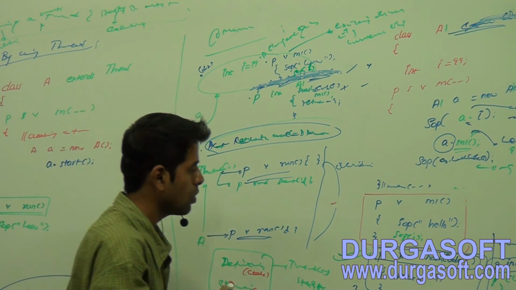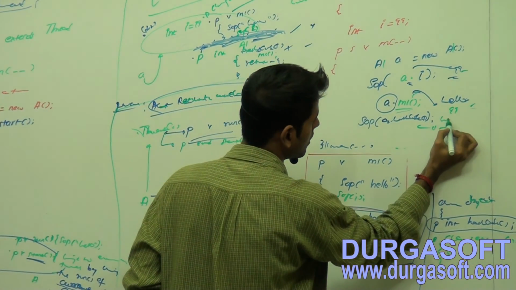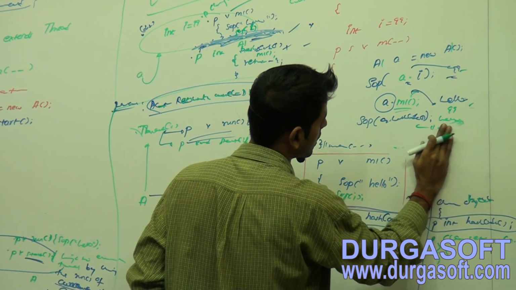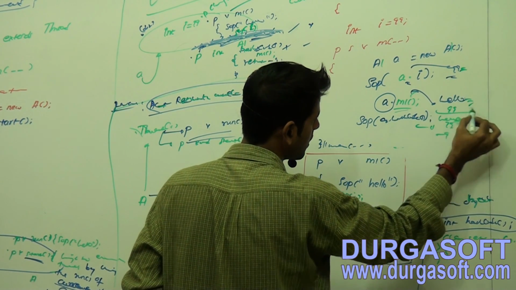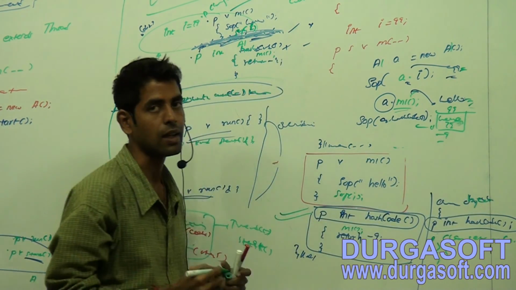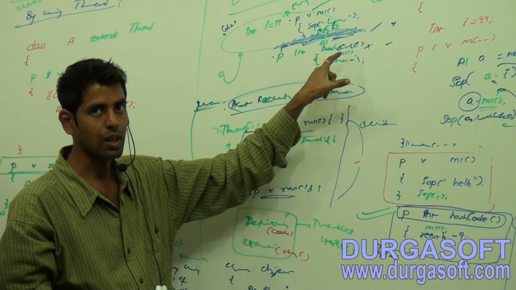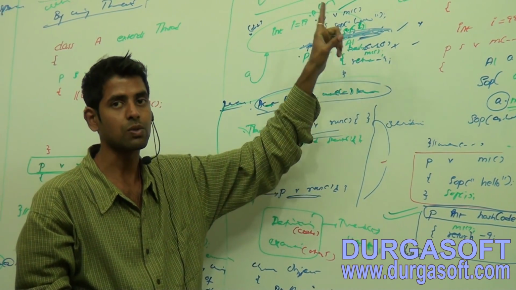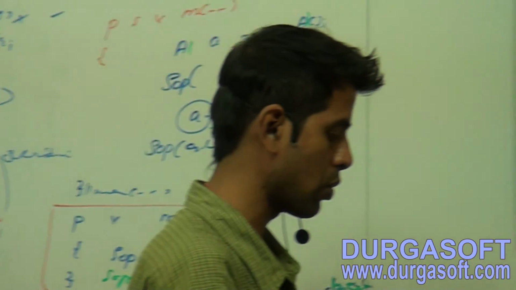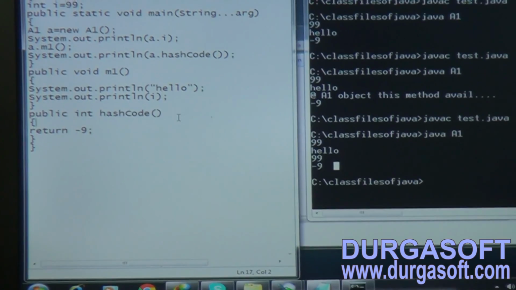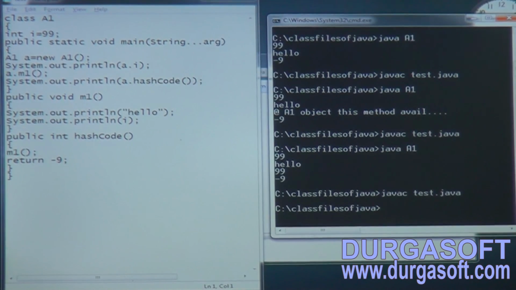Now what will be the output? Here I am writing m1. Once again, what is the output, friends? Hello, double line, -9, double line, hello, double line, hello, double line, -9. The meaning is that I can call another instance method within an instance method if it is within the object. Let me compile and show the proof to you. Here call the m1 method. Let me compile and run this one.